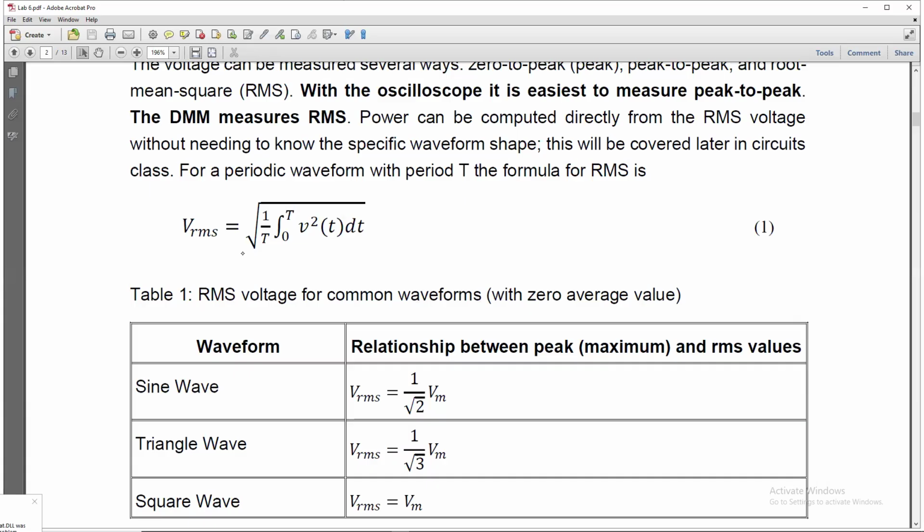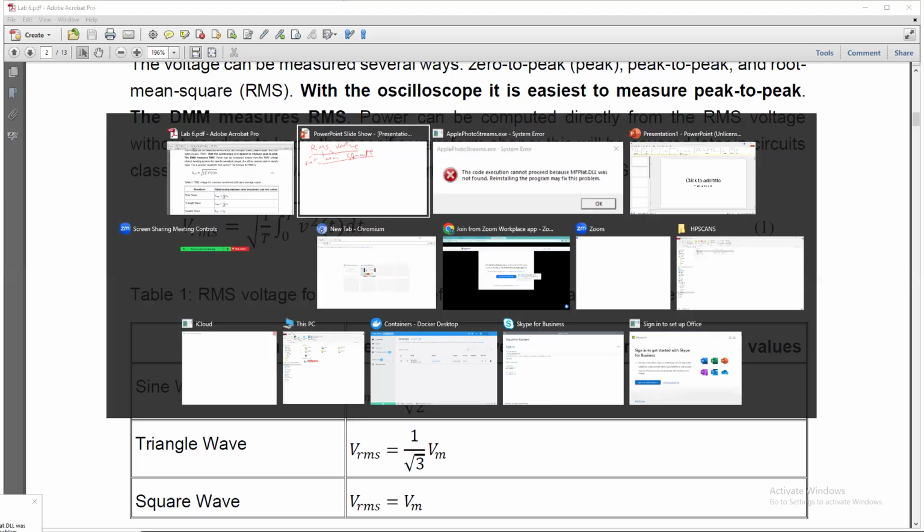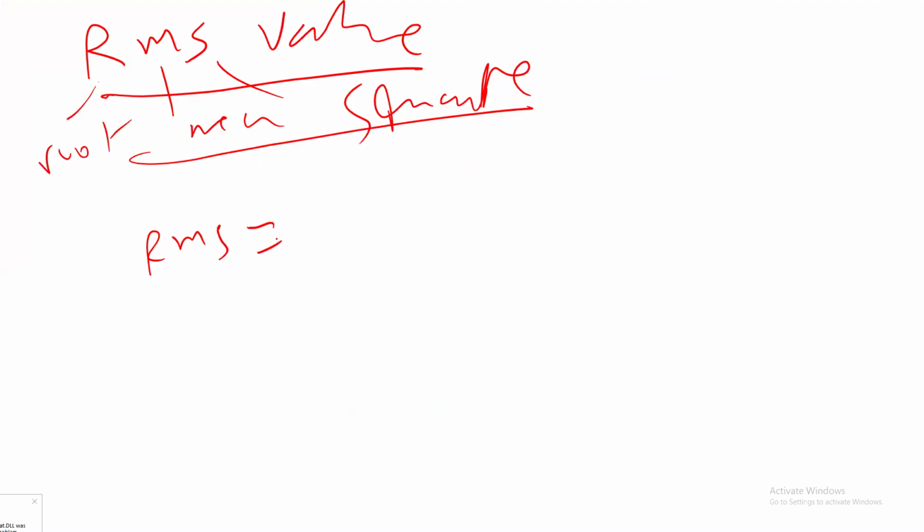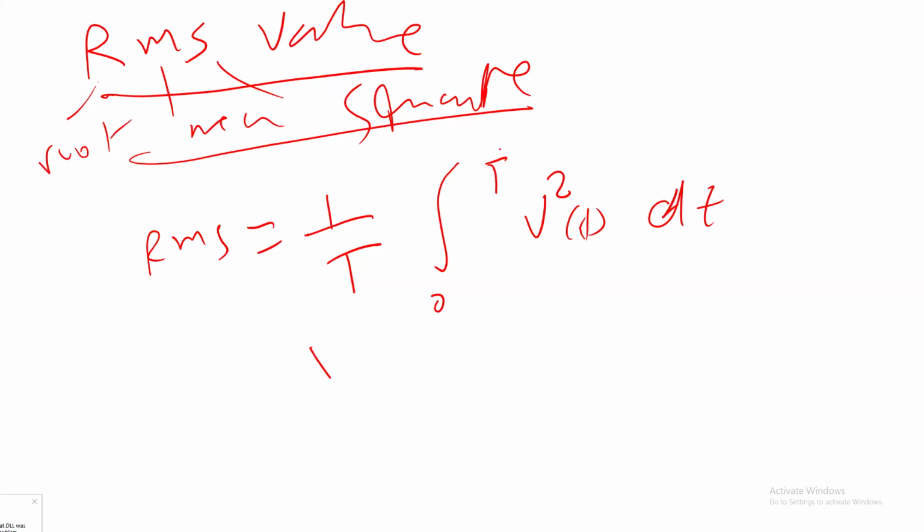Yeah, so this is how you can calculate it. Root mean square: here you can see this is the same formula as the one you have here. It's the same formula as for the average value, but for the square. So RMS, for any signal, should equal 1 over T, integration from 0 to T, V squared of t dt, and then you also take the square root of this.